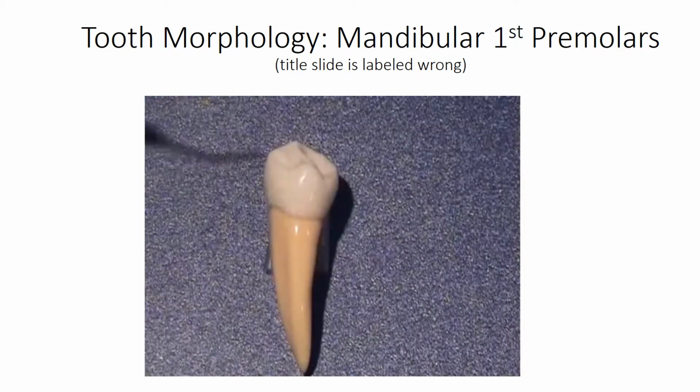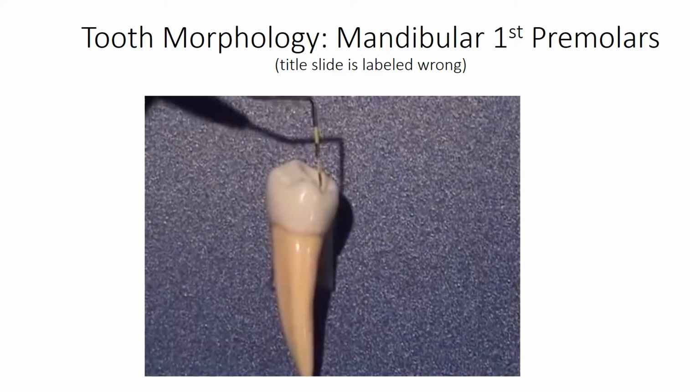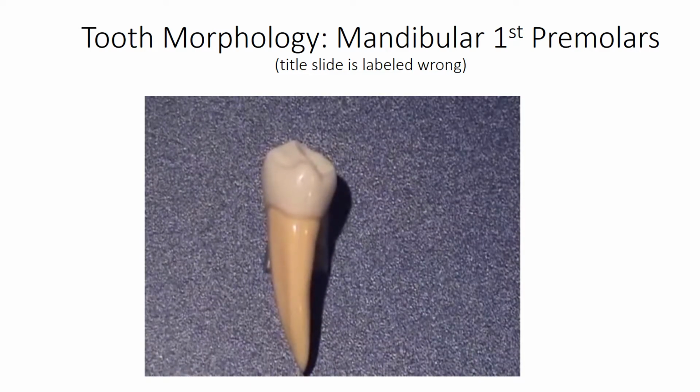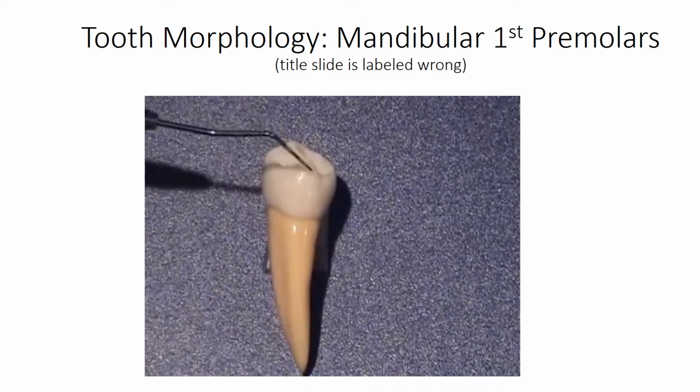From the lingual view, there's a mesial-lingual groove between the lingual cusp and the mesial marginal ridge. There's also a small lingual cusp in comparison with the buccal cusp.